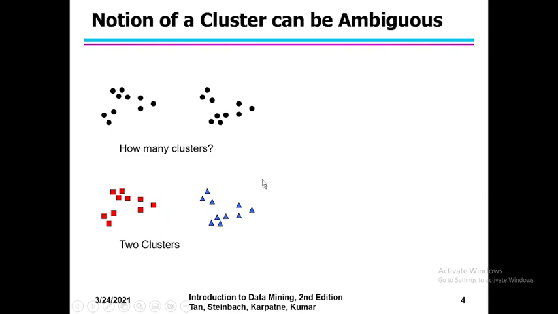If you are representing your data points like this, anyone can say there will be two clusters. This is one kind of cluster, where all the data points have red color with square shape. This is another kind of cluster, all the data points having.